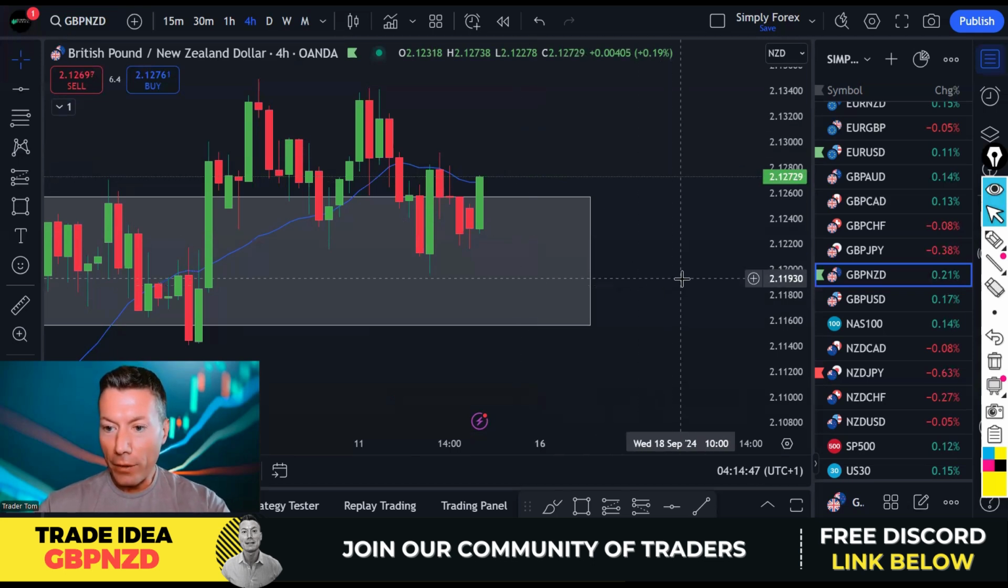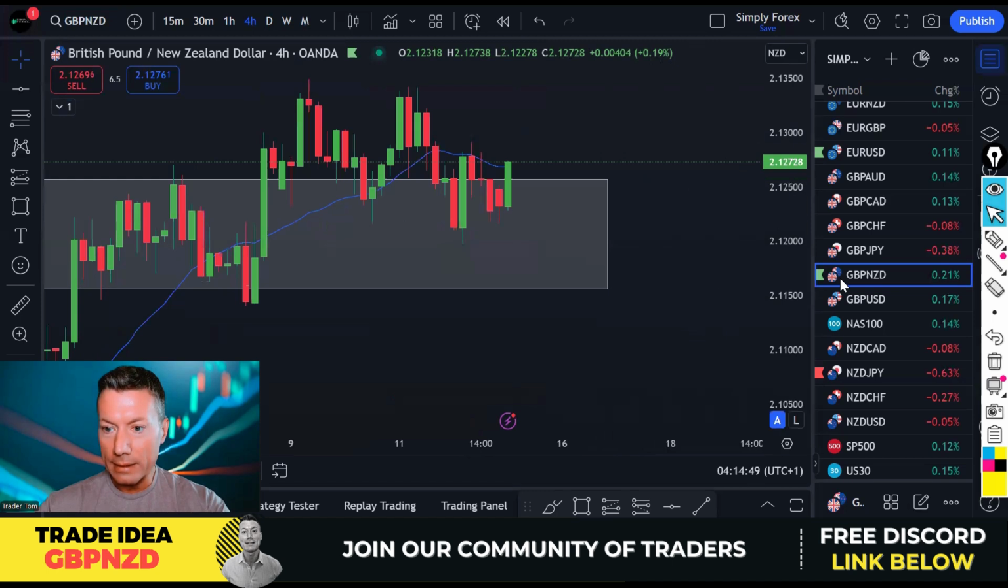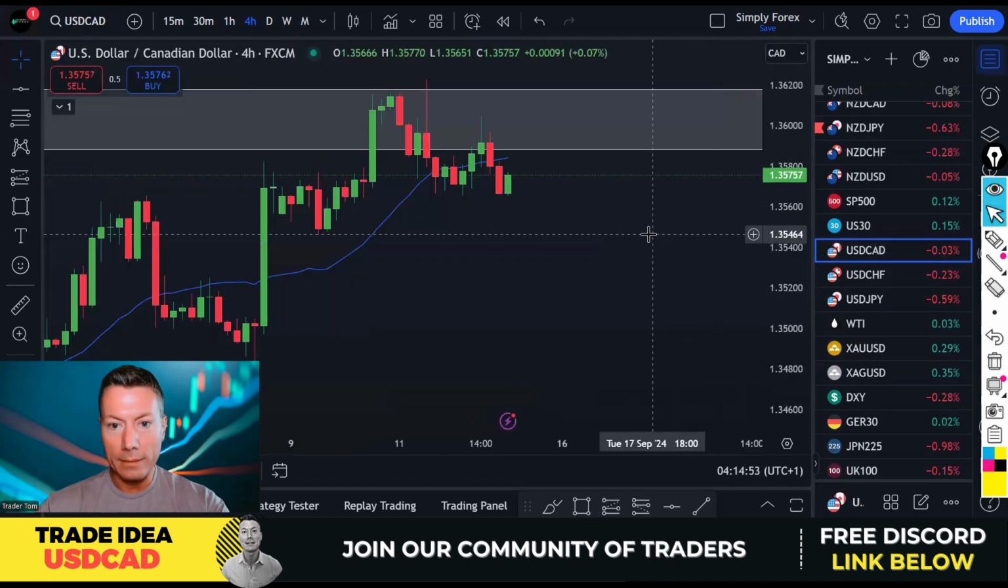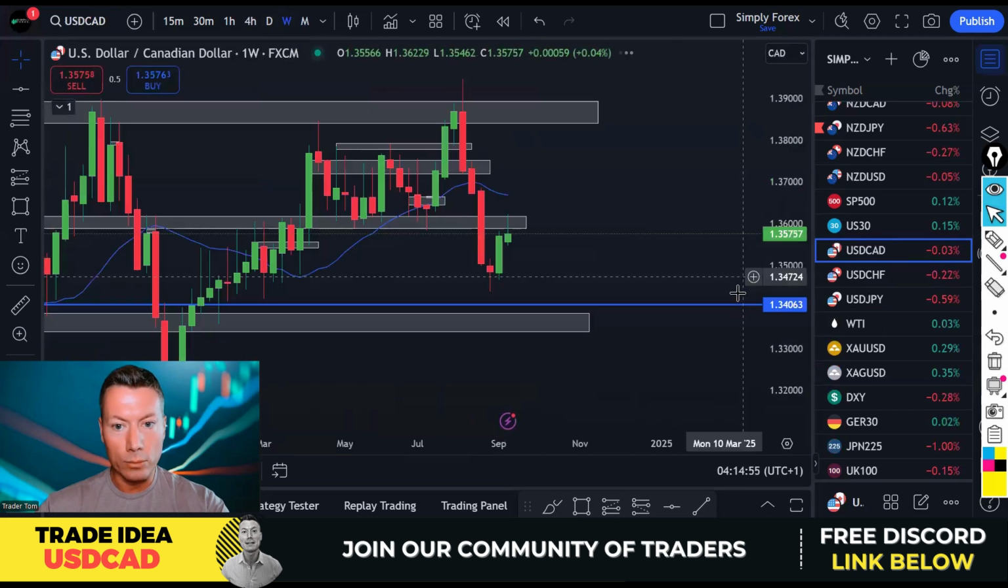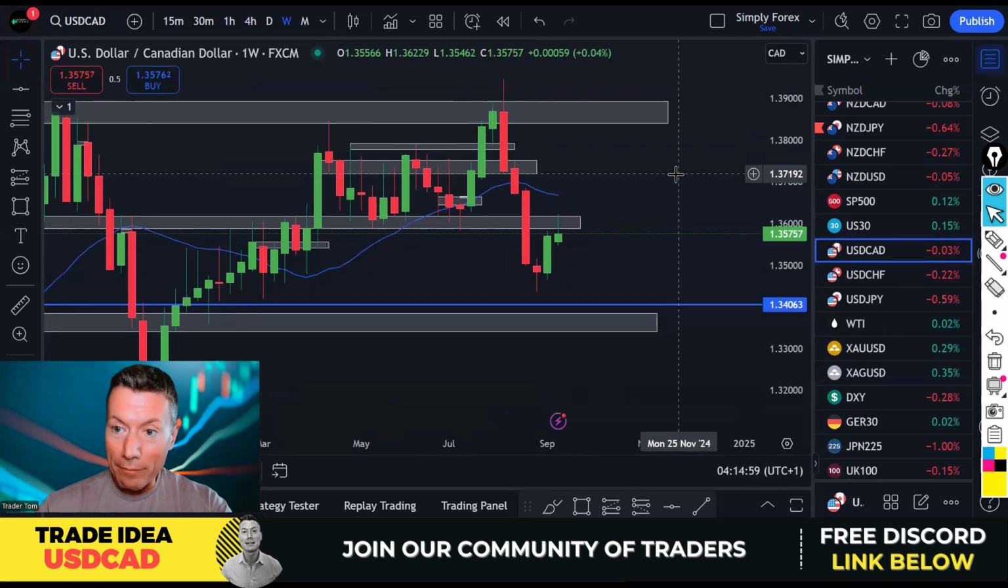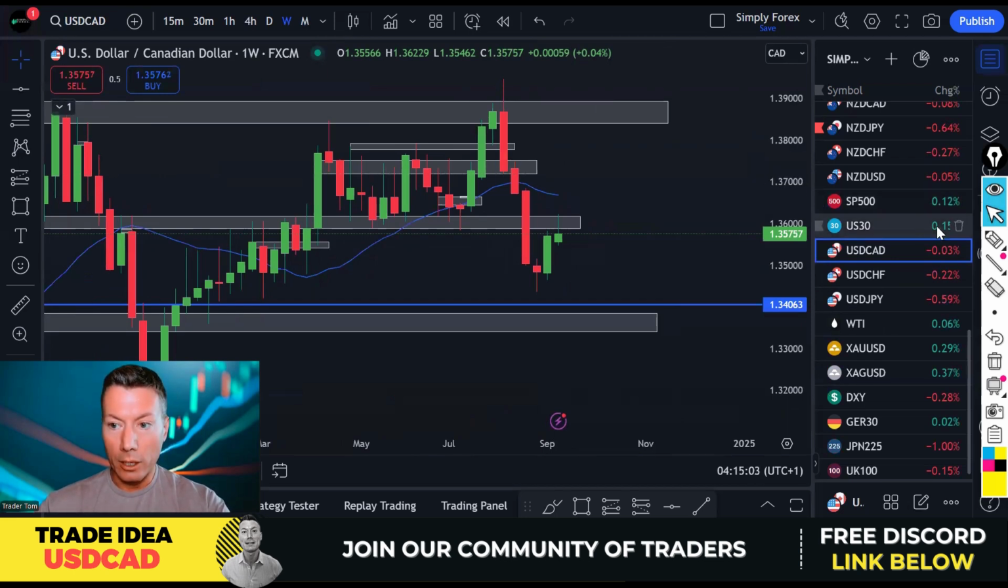Right, guys, the final trades that I'm looking at today is this. So US dollar, Canadian dollar. I still really like this weekly level. And US dollar strength yesterday took a bit of a turn. So if we just look at this from a weekly point of view with US dollar, Canadian dollar, we really like this level. It was once support, could become very nice resistance.